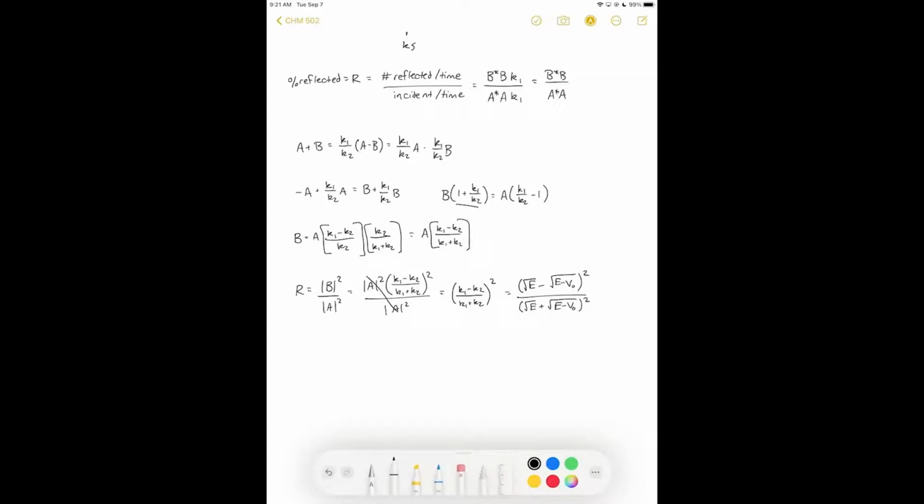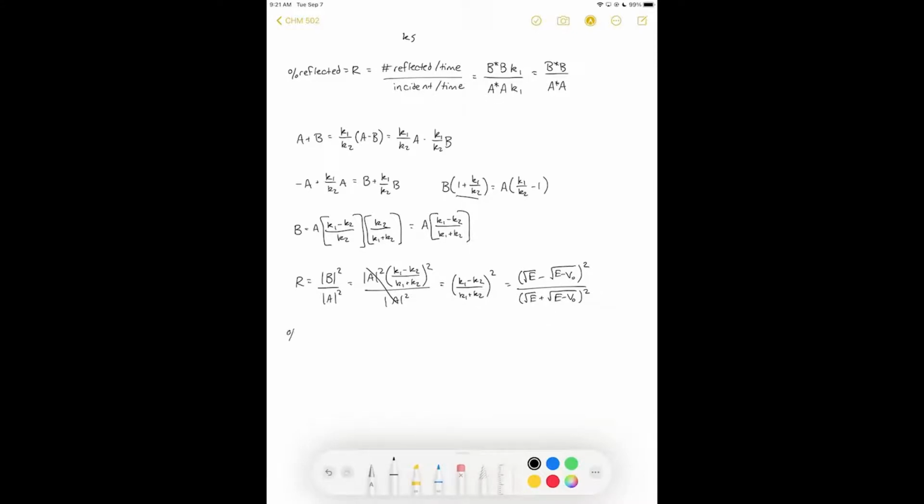Now we can also calculate percent transmitted, and the percent transmitted is going to be very similar to the percent reflected. So the percent transmitted we'll write as T, and that is equal to the number of particles that are transmitted per time over the total of the incident per time. And you might have already guessed what we're going to do. This is going to be C star C times K2, which is the speed that those particles are moving, over A star A times K1. And here we have an expression.